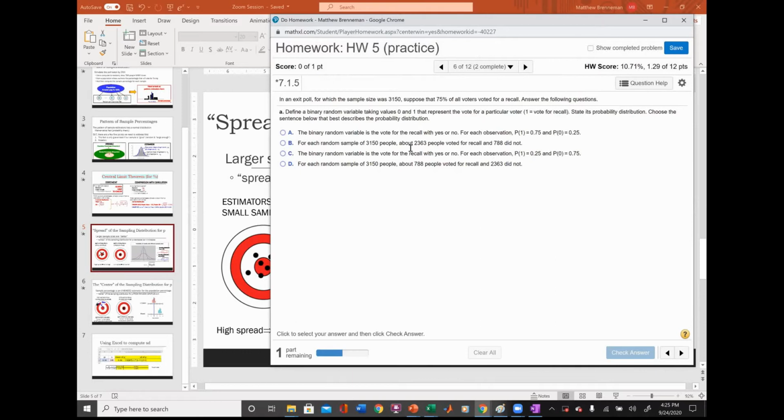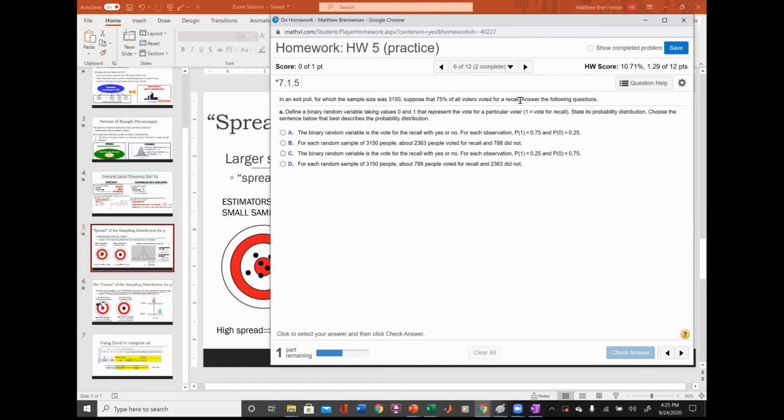The next question is kind of asking the same sort of thing. Again, binary categorical variable, right? 1 means you're in the category of interest, 0 means you're not. Sometimes people call this an indicator variable. It's indicating whether the person is in your category of interest. And so in an exit poll for which the sample size was 3,150, suppose that 75% of all voters voted for a recall.